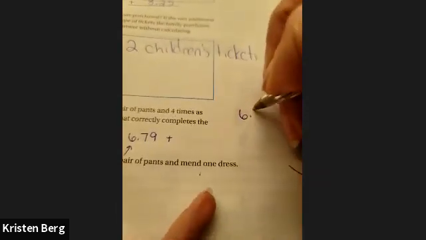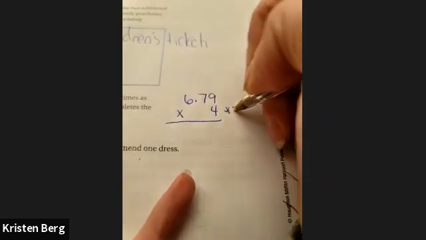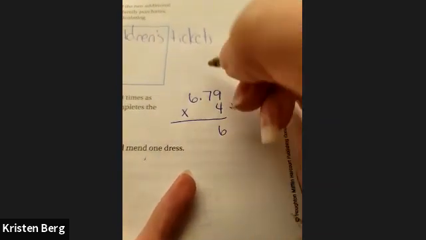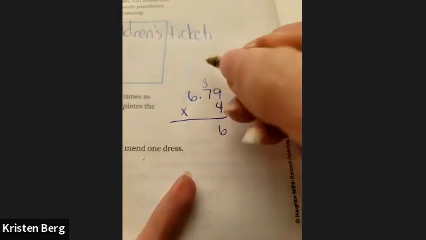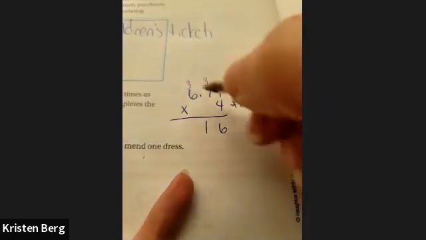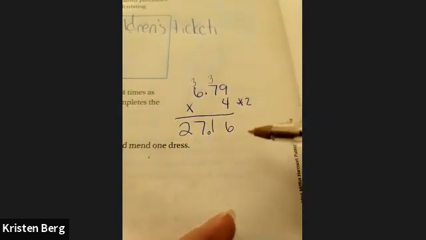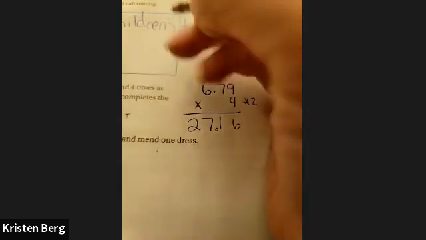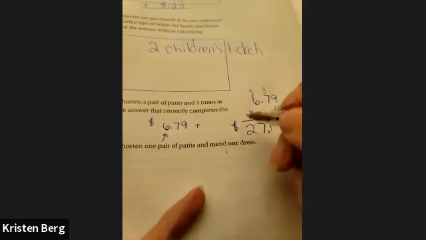So I would have to say $6.79 times 4. How many decimal places? That would be 2. This would be 36. Carry your 3. That would be 28 plus 3 is 31. Carry your 3. That would be 24 plus 3 is 27. And then you move it in 2 places. So your answer is $27.16 for that.